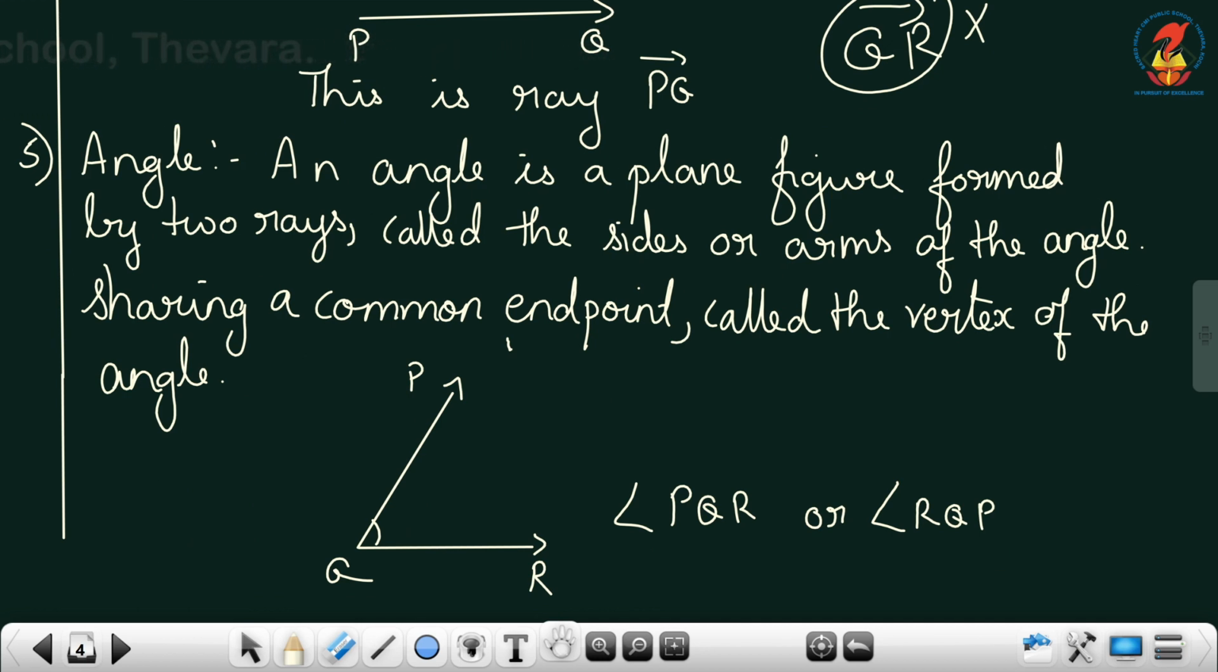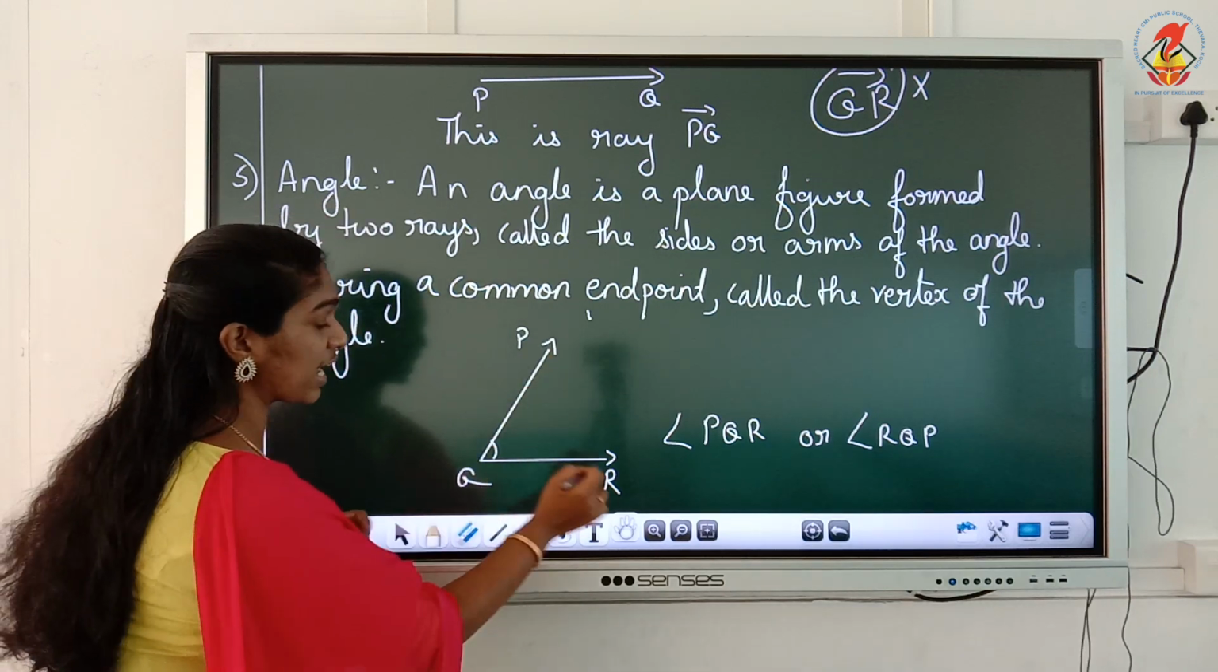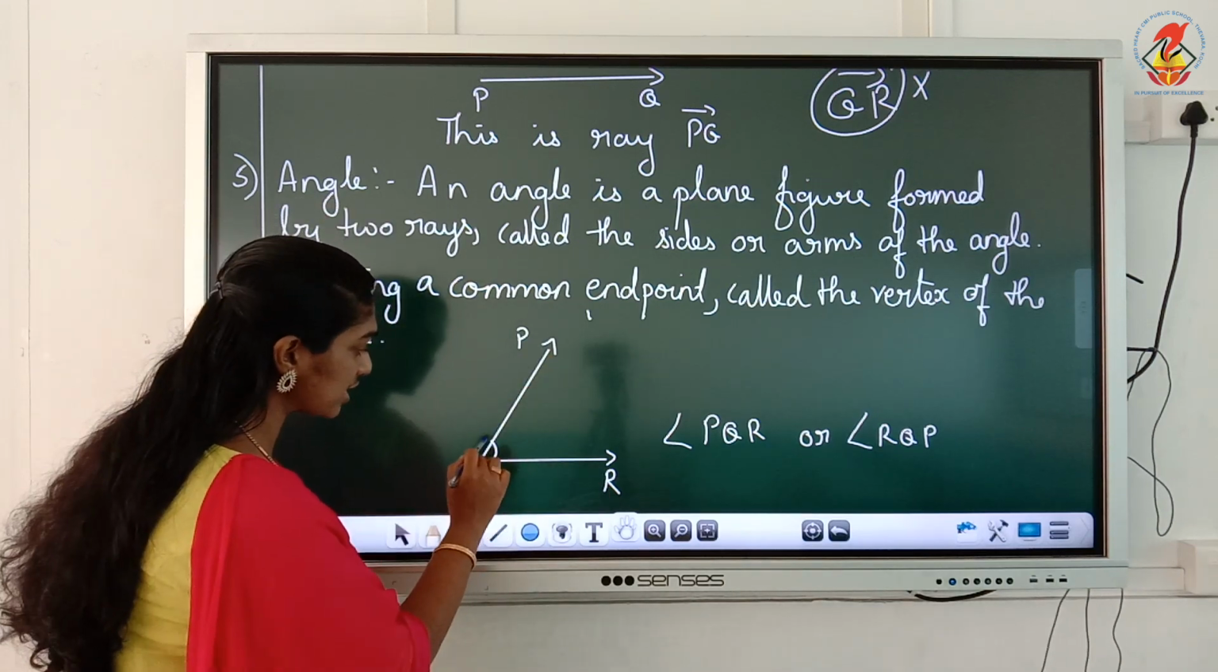Okay, an angle is a plane figure, a two-dimensional figure formed by two rays. What was a ray, children? It has a starting point and it goes endlessly in the other direction. I take two rays, and when I join the two rays, I get an angle. This is known as an angle.